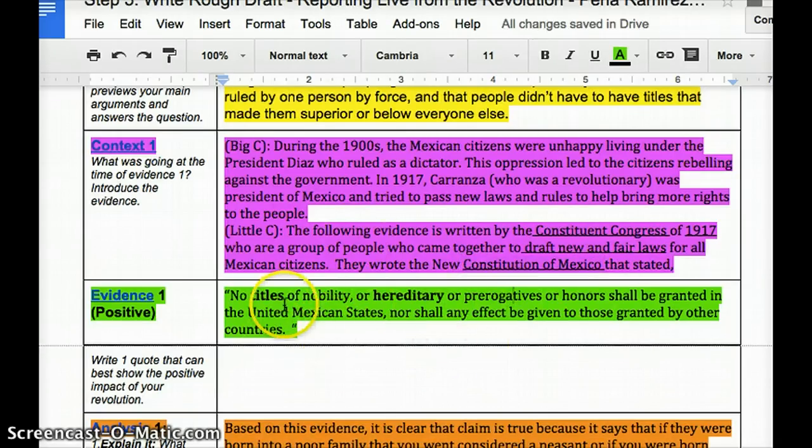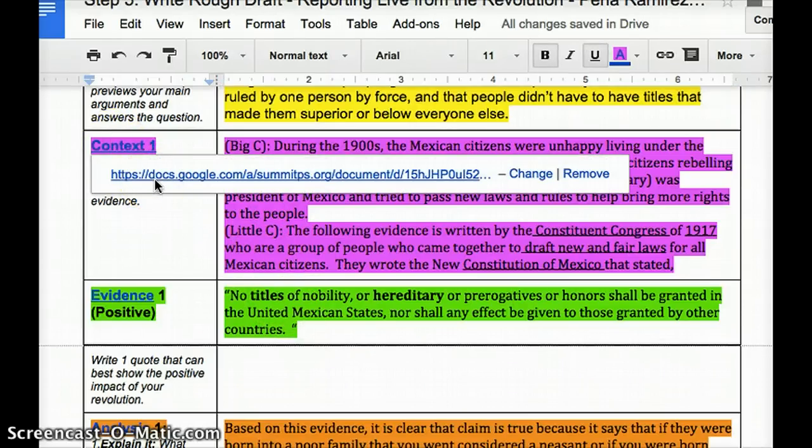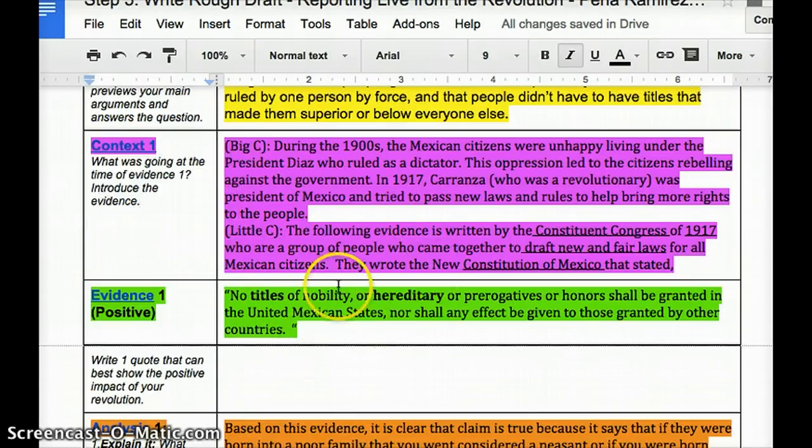Okay, so if this helped you, you can go ahead and now click on context to see some more sentence starters and help you write your context.